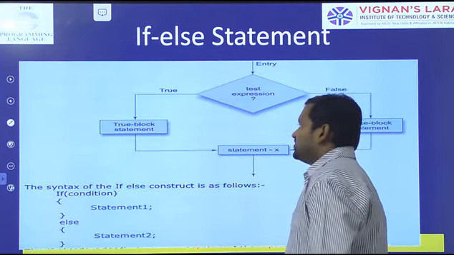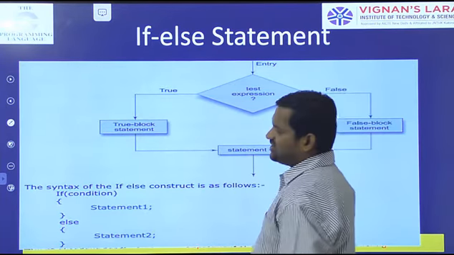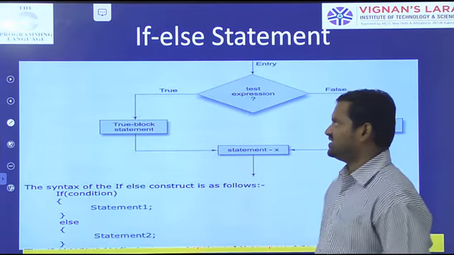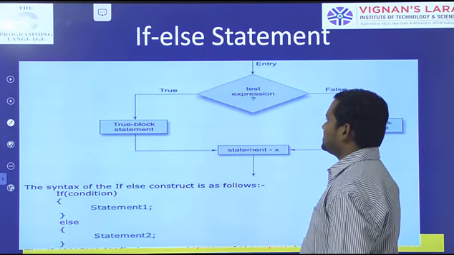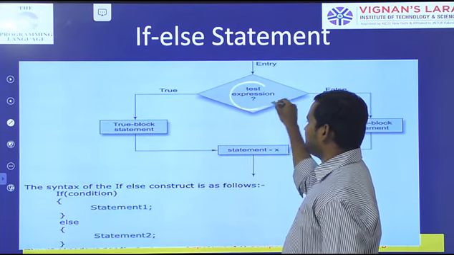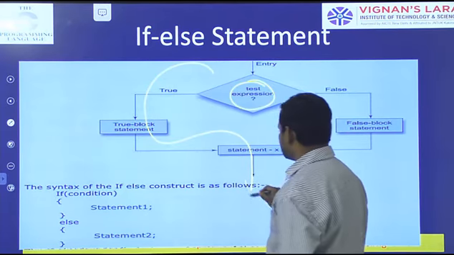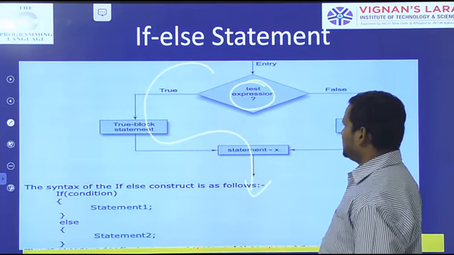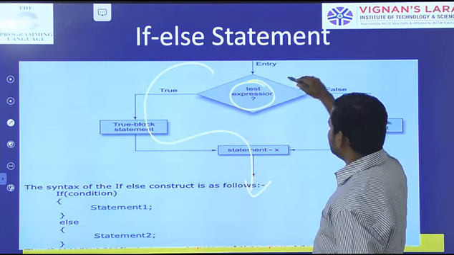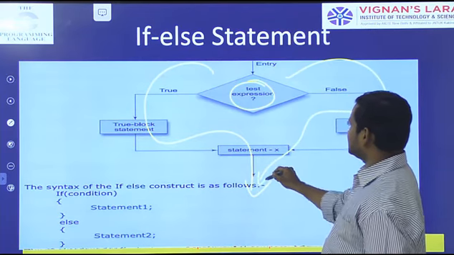Now here you are checking the if-else. The if-else statement is a two-way selection statement. If the test expression evaluates to true, the true statements execute, and after that control goes outside. If the test condition evaluates to false, control goes to the other path, and the next step is executed.